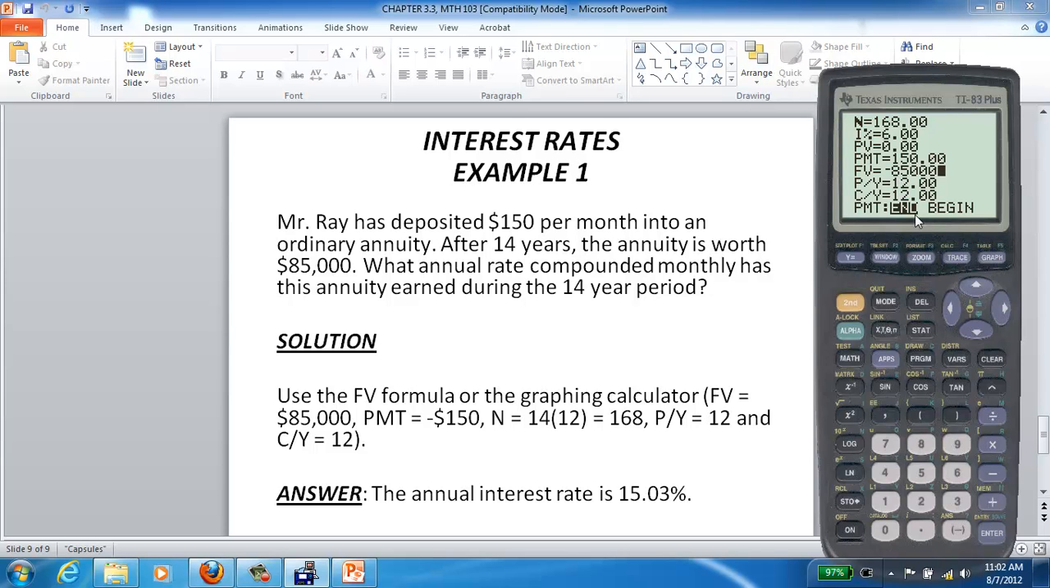And then P/y, C/y will be equal to 12, because he deposits the $150 per month. So the unknown is going to be the interest rate. Alpha, enter. 15.04. I have here 15.03. It depends on the number of decimals. So 15.04%.